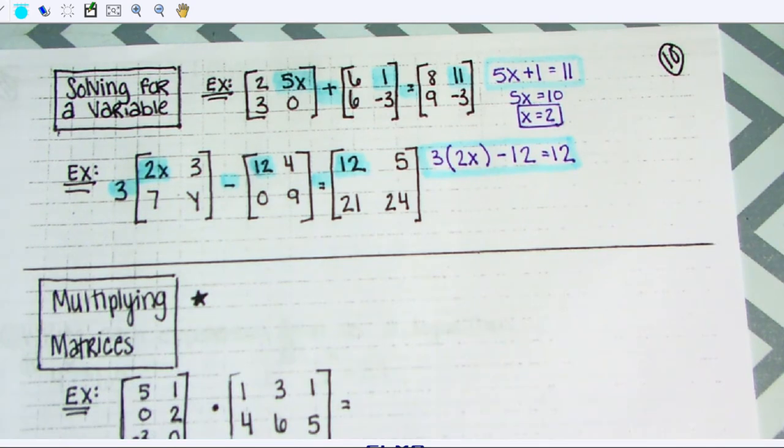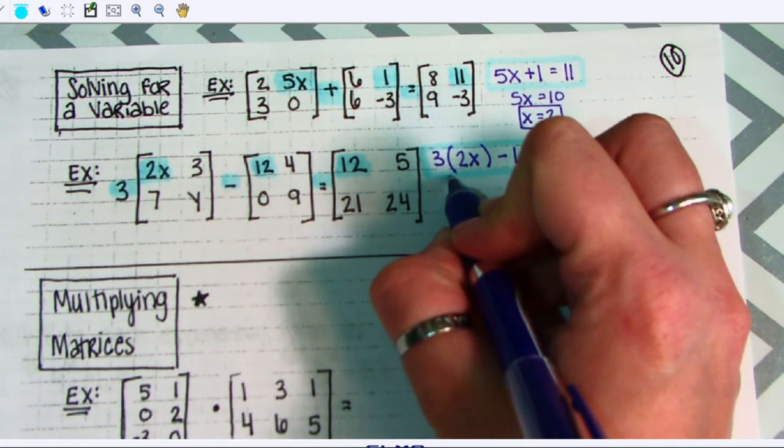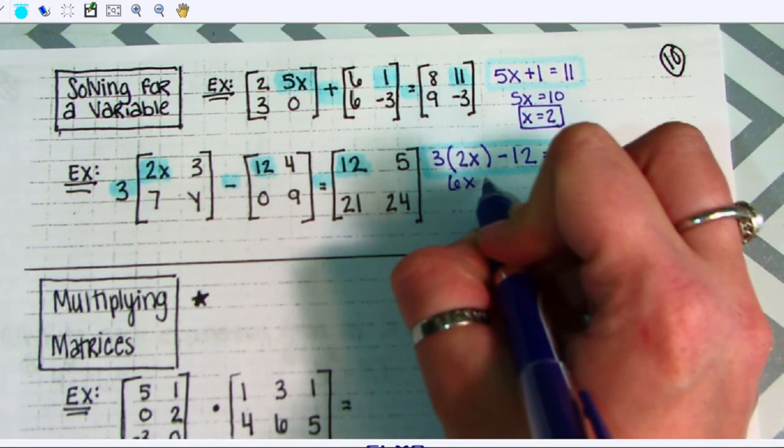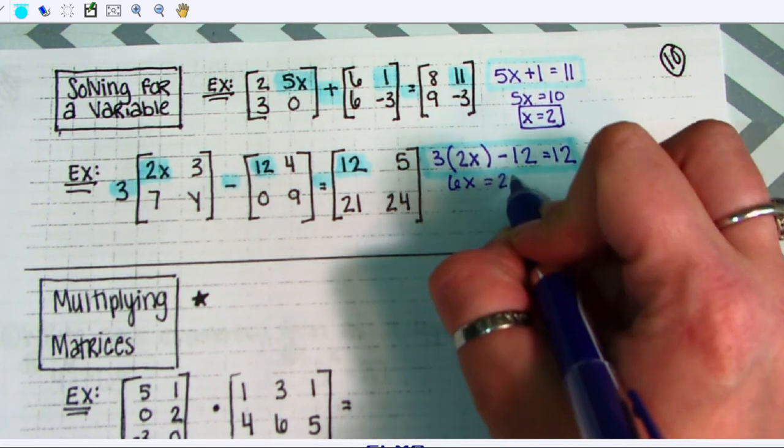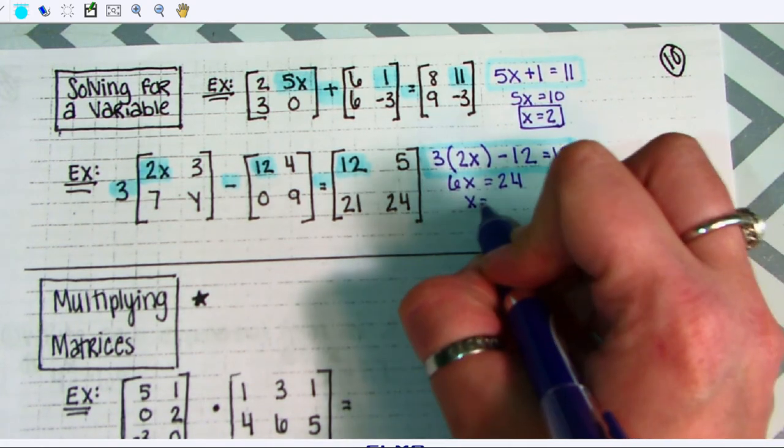Now, on your practice and on your test, systems might be involved. So you might have an equation with x and y in it. So you will have to solve for the variable and plug it in. But that's kind of just how they make matrices difficult. So when I distribute, I'm going to get 6x, and I'm going to go ahead and just add 12 to get 24. And then dividing gives me 4.